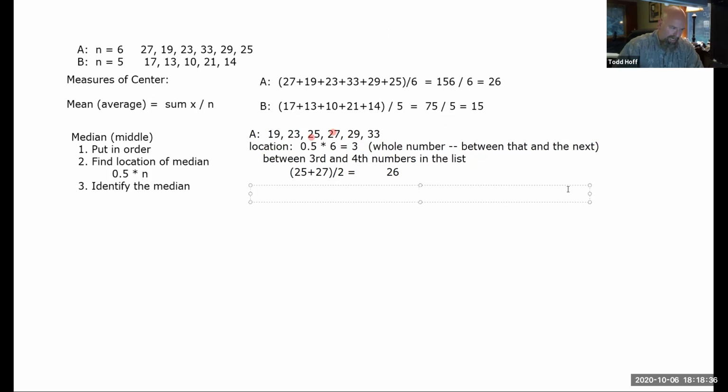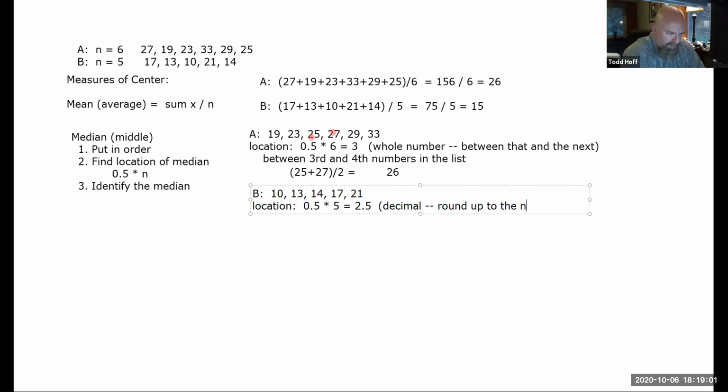Because n was even there, we got a whole number when we looked for the location. For set B, put those in order: 10, 13, 14, 17, and 21. Here, when we go to look for the location, n is odd. It's 0.5 times 5, which gives us 2.5. Since this is a decimal, we round up to the next spot. So 2.5 rounds up to the 3rd spot. The number that's in the 3rd spot there is 14. 14 is the median.